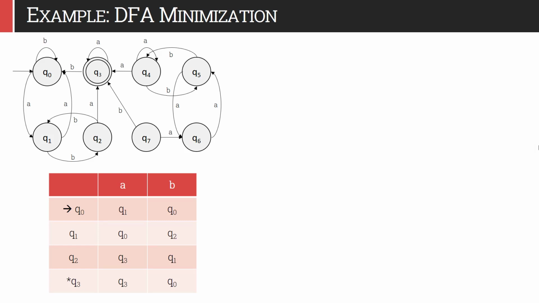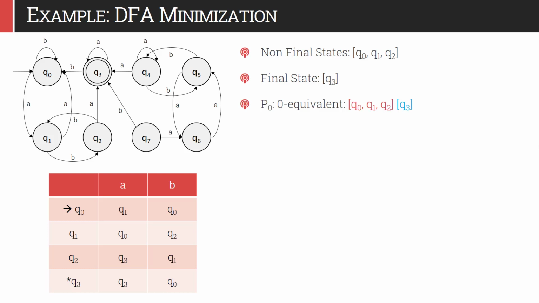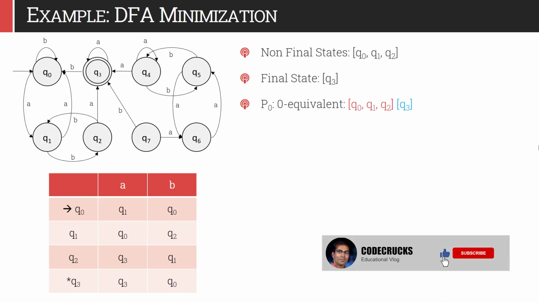To find the equivalent minimized DFA, we have to first construct the P0 partition, or the 0-equivalent set of states. For that, we have to divide the states into final and non-final states. Q0, Q1 and Q2 are non-final states, whereas Q3 is the final state. We will not consider Q4, Q5, Q6, Q7 for the computation because they are anyway not reachable from Q0. So we don't have to include them.